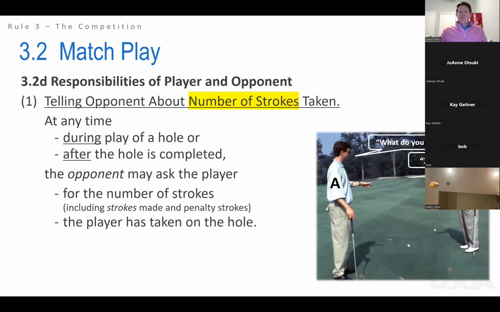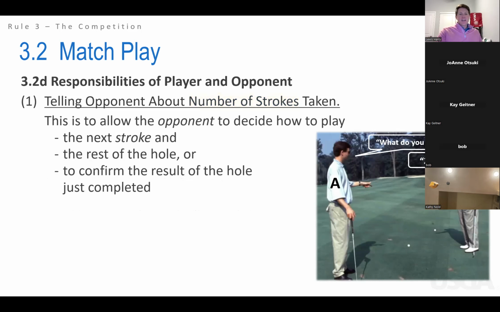Anytime during the play of a hole or after a hole is completed, maybe before we move on to the next hole, your opponent might ask you how many strokes you made on that previous hole, or what do you lie, or what's your next stroke to be taken. Your opponent might ask for that information, or they want to have that information, probably to base their own strategy or how they're going to play their next shot, or whatever they're formulating in their head. They need to know that information.